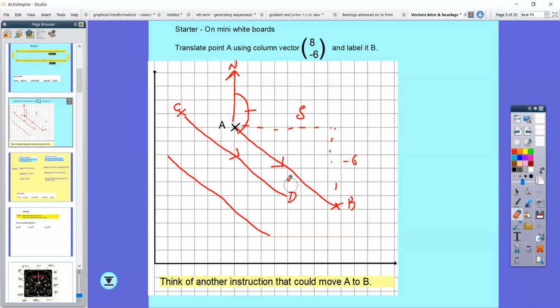If I don't put the arrow in there, we have no direction. We've just got a line. Is it B to A or is it A to B? We need the direction. Okay, so what is a vector?